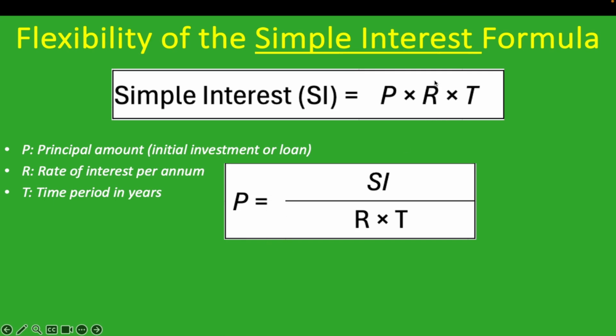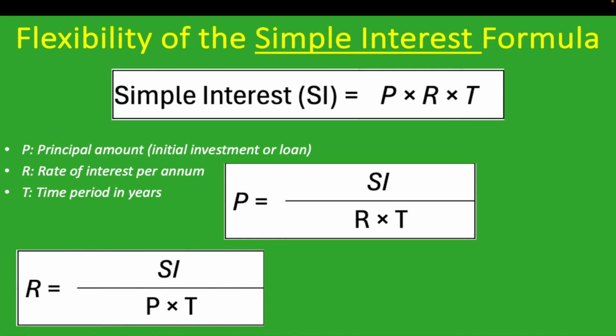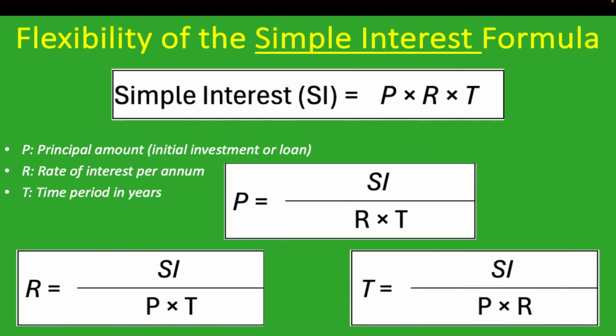In fact, we can do the same to get the rate of interest. How would we get that? Well, we'll take the simple interest divided by the principal amount multiplied by the time period. What about the time period? If it's missing, I'm sure you can already guess what the formula will look like. It's going to be the simple interest divided by the principal amount times the rate of interest.